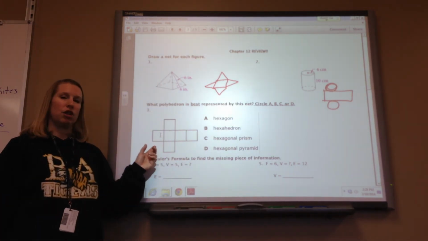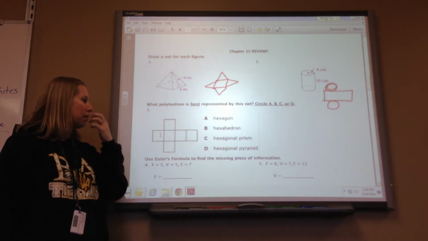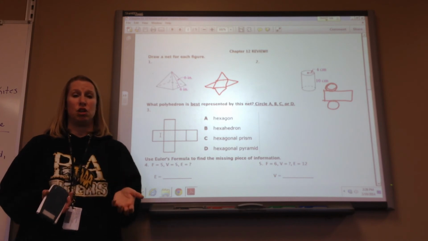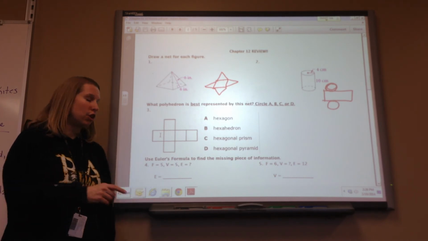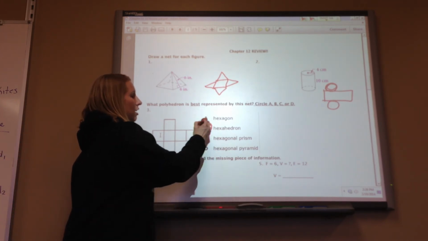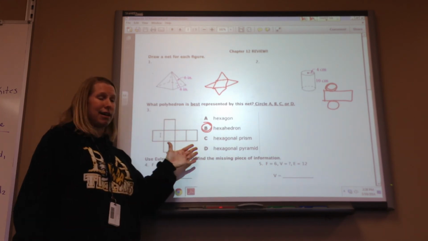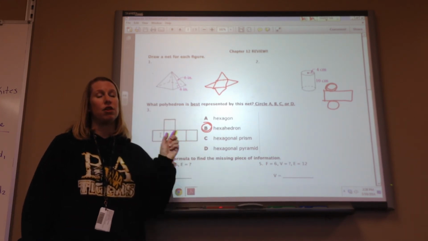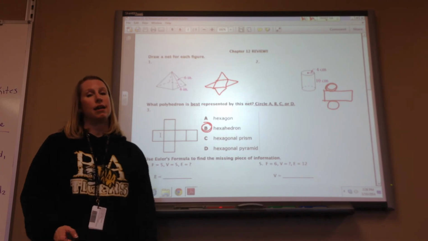Number 3 for chapter 12, it says, what's another name for this? So this, if you fold it up, it would be a cube. Another name for a cube is a hexahedron, and that is on your test, exact. So make sure you know another name for a cube is a hexahedron.